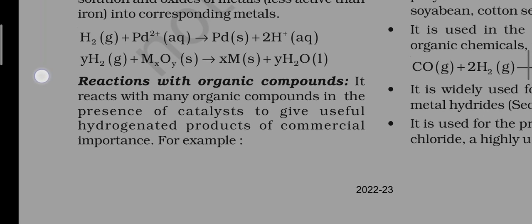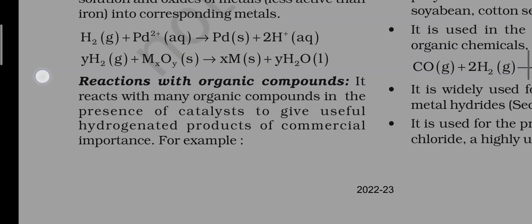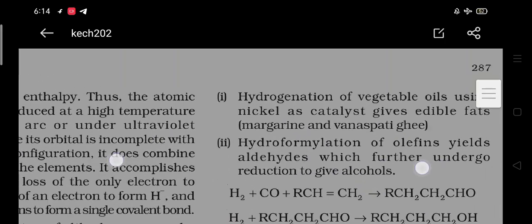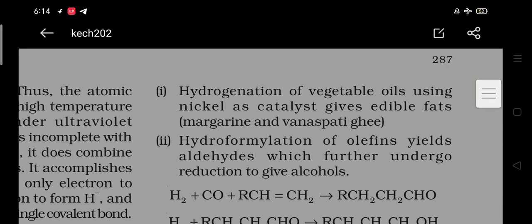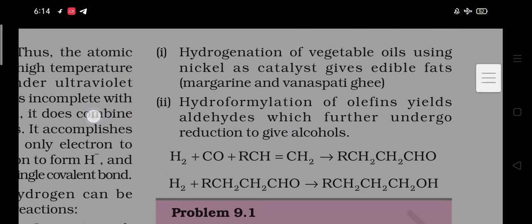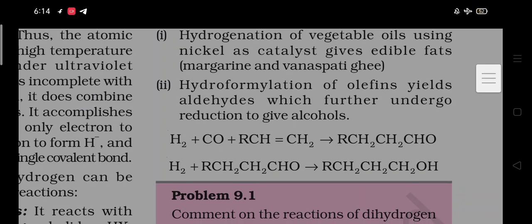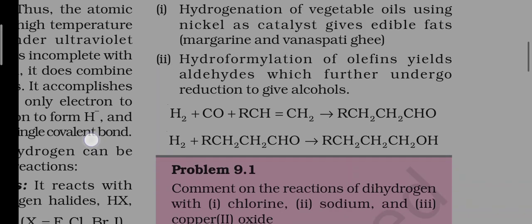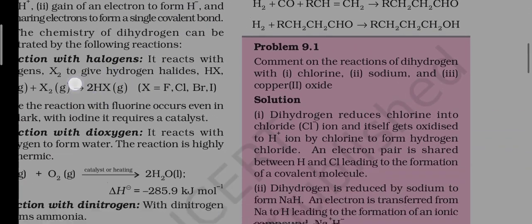Next is reaction with organic compounds. It reacts with many organic compounds in the presence of catalyst to give useful hydrogenated products of commercial importance. For example, hydrogenation of vegetable oils using nickel as catalyst gives edible fats. Hydroformylation of olefins yields aldehydes which further undergo reduction to give alcohols.